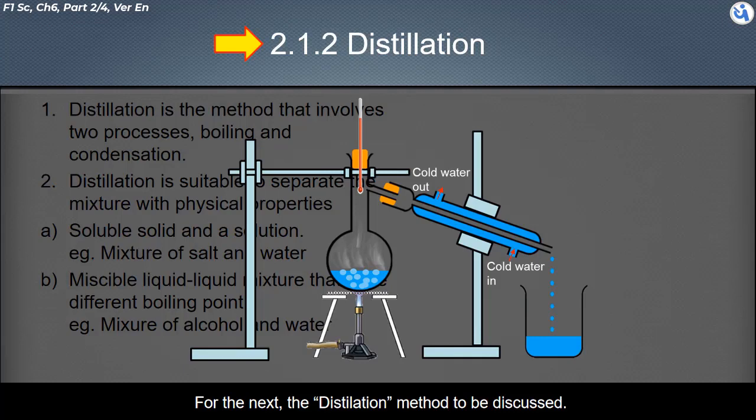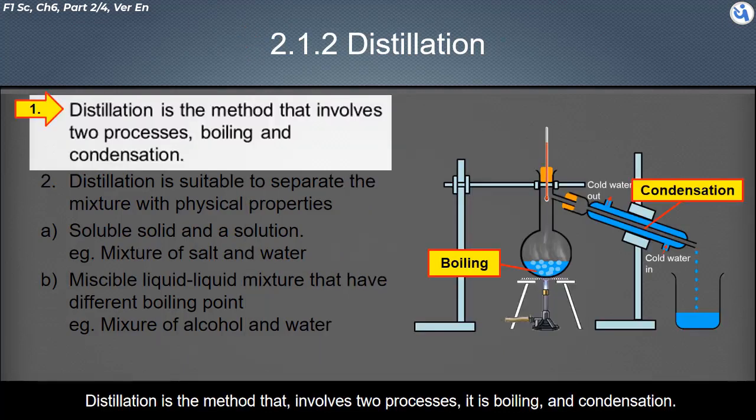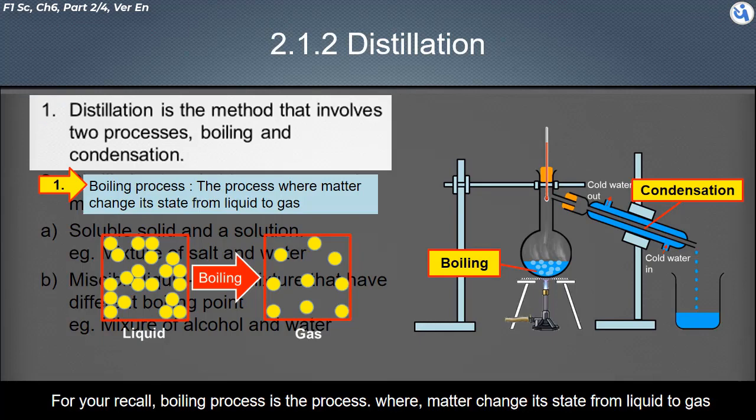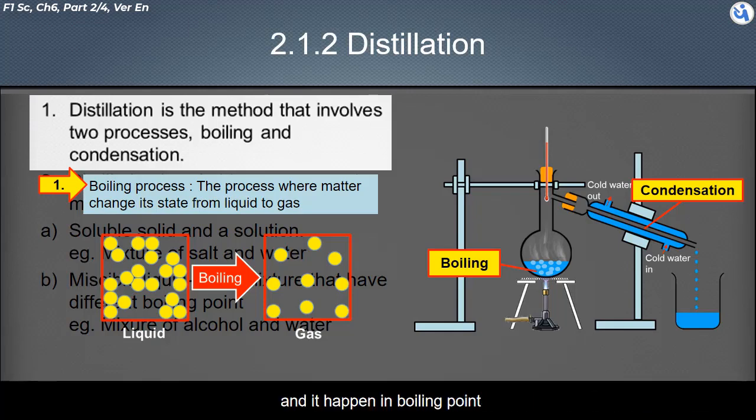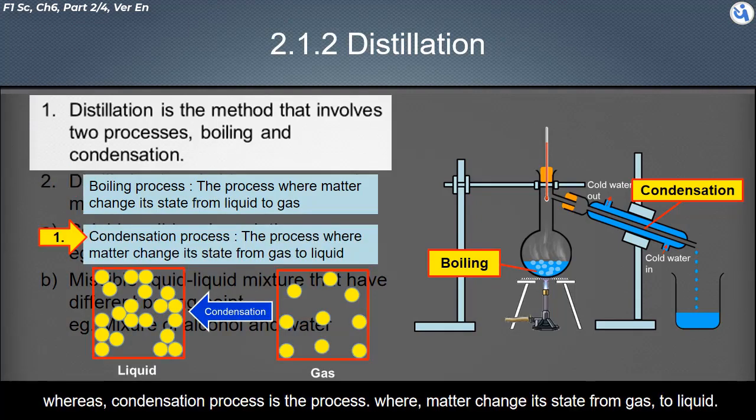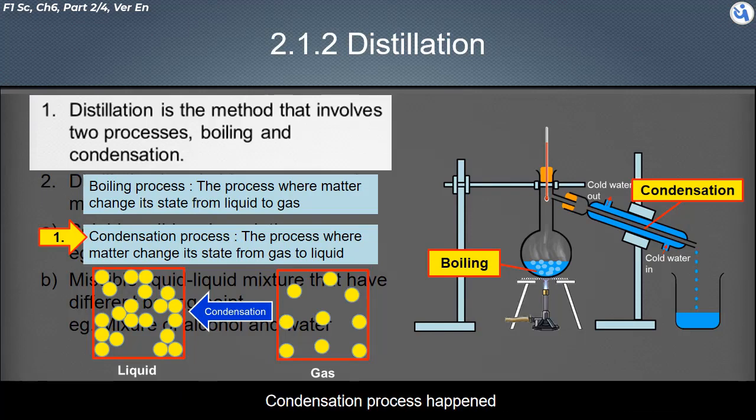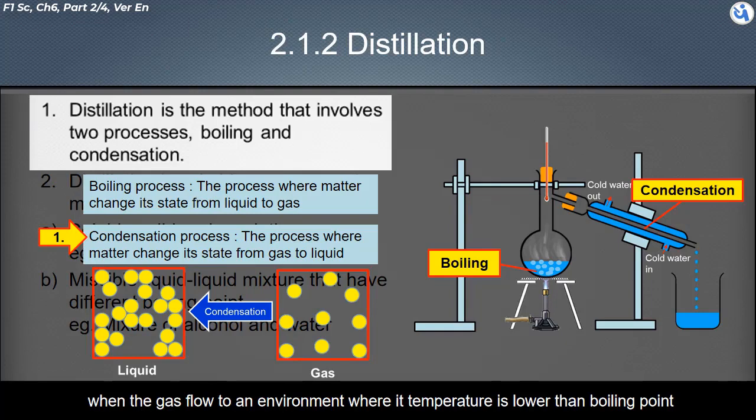Next, the distillation method will be discussed. Distillation is a method that involves two processes, boiling and condensation. For your recall, the boiling process is the process where matter changes its state from liquid to gas, and it happens at the boiling point. Whereas, the condensation process is the process where matter changes its state from gas to liquid. The condensation process happens when the gas flows to an environment where its temperature is lower than the boiling point.